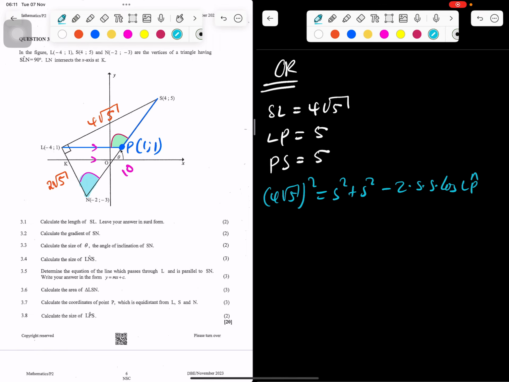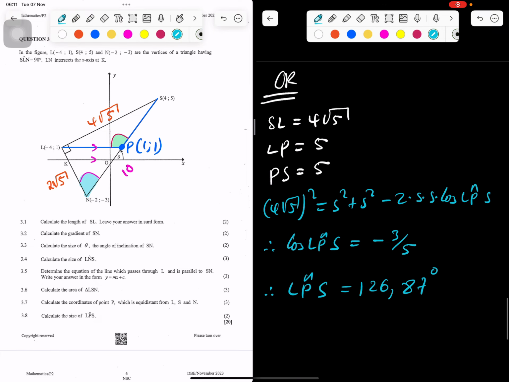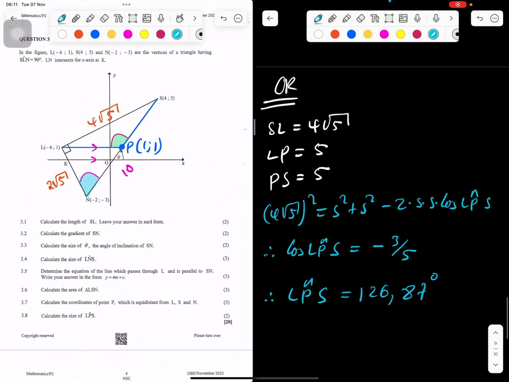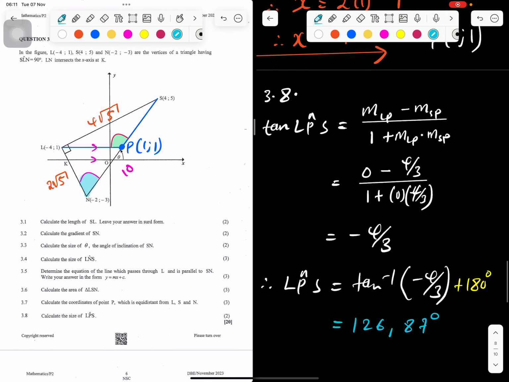LPS. So therefore, cos of LPS is equal to, just try to solve it nicely, you're going to get negative 3 over 5. Therefore, LPS is going to give you guys 126,87 degrees. Okay, this is how you guys would go about it. But my other approach, it's the same answer, by the way, when you work with this one.